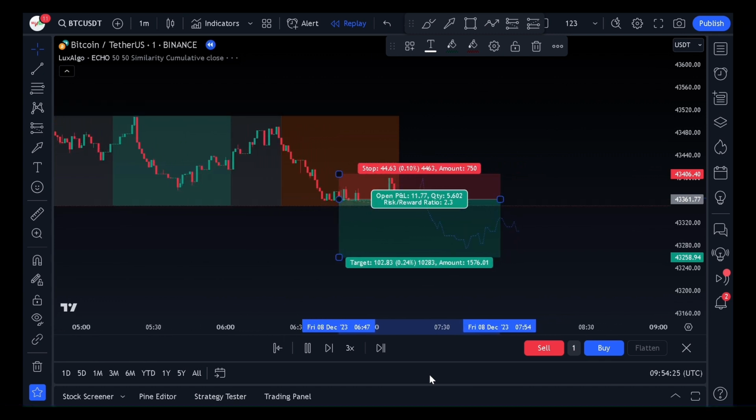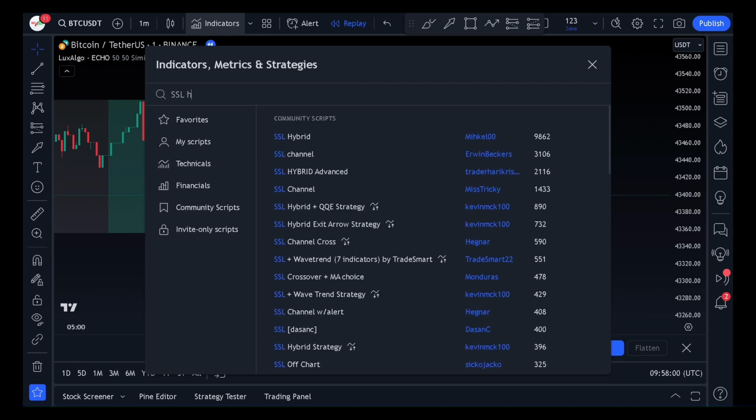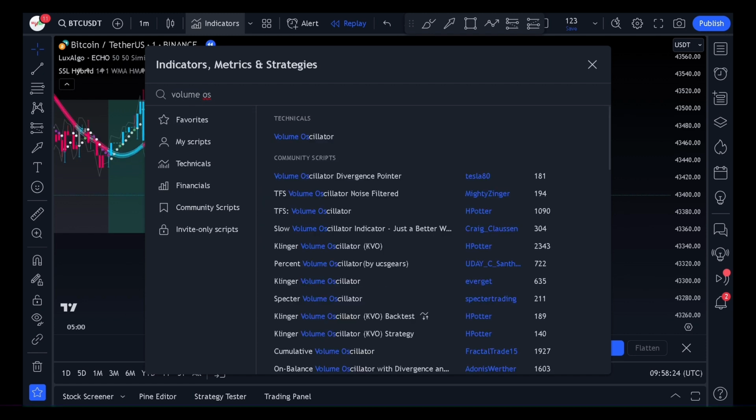false signals. The second indicator they added is a trend confirmation indicator called SSL Hybrid, this one by Mako, and a third indicator is called Volume Oscillator, this one by TradingView.